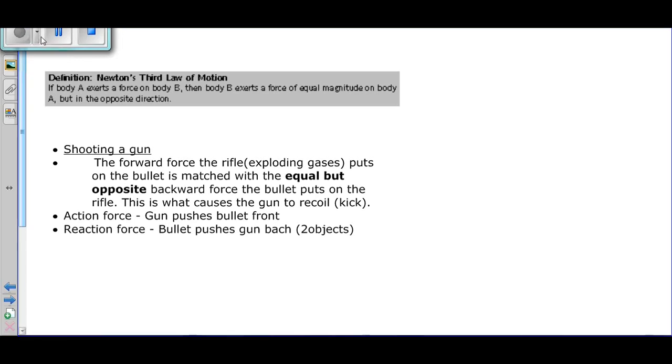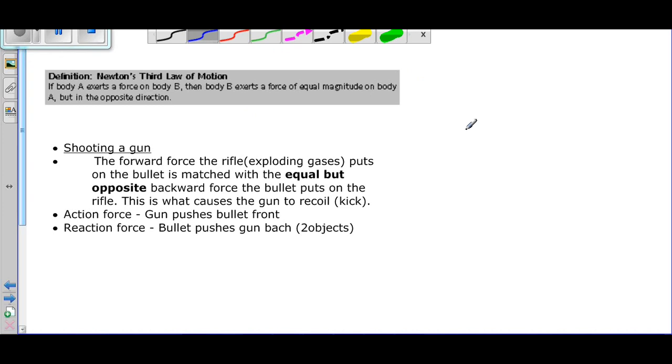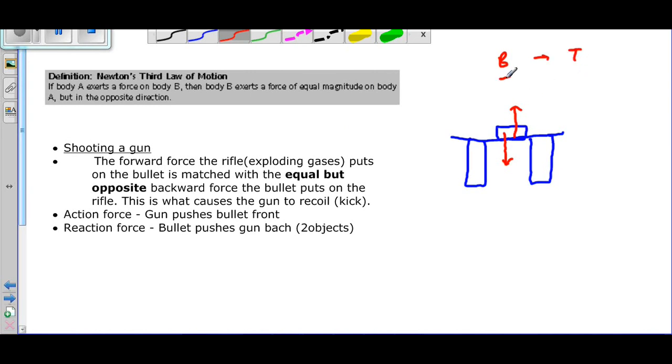Now, let's take a specific example. We have a table, and on the table we've got a book. Then we have to identify the forces that are acting onto the book. So then we see that the book applies a force on the table, and we can say that the table applies an equal but opposite force onto the book. So we can say the book applies a force on the table, and then the table applies a force on the book.